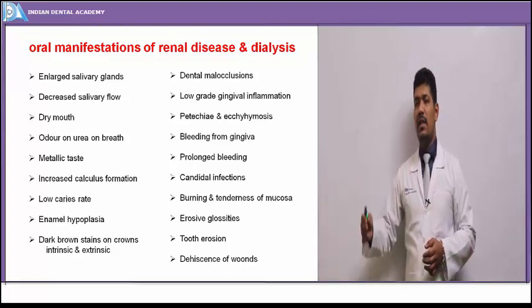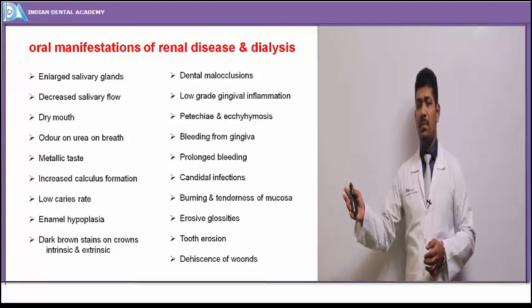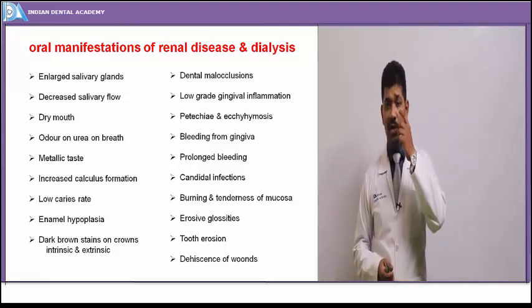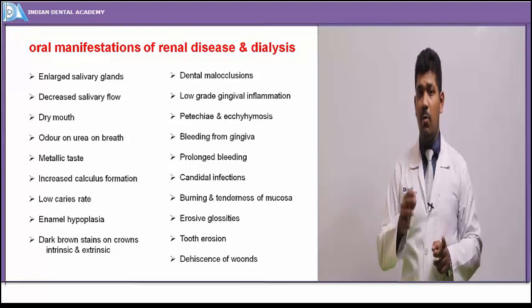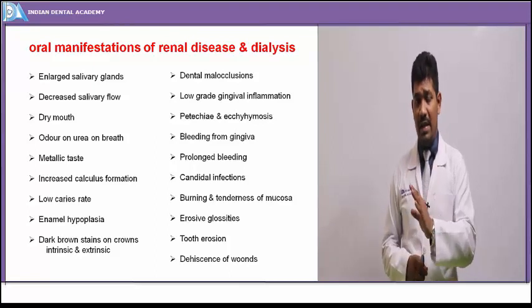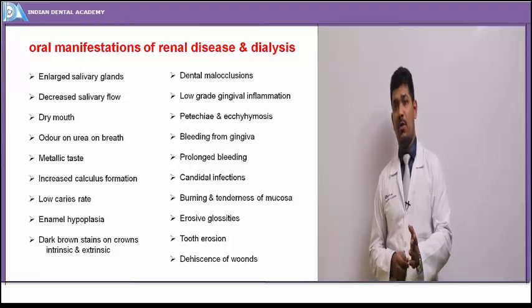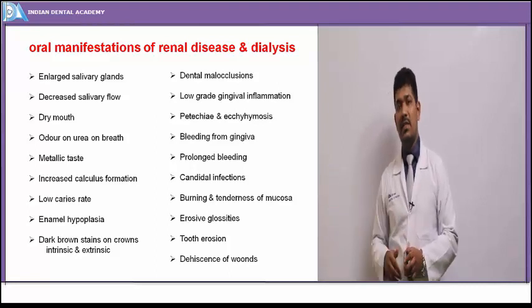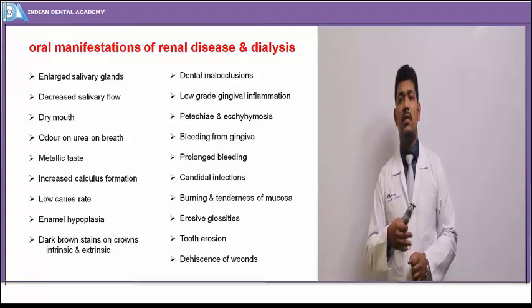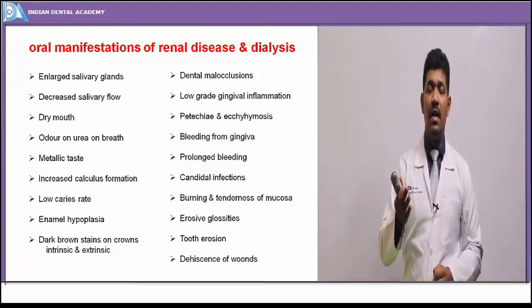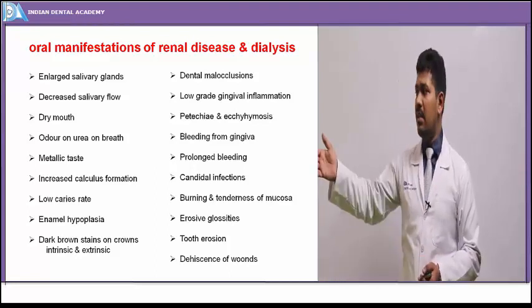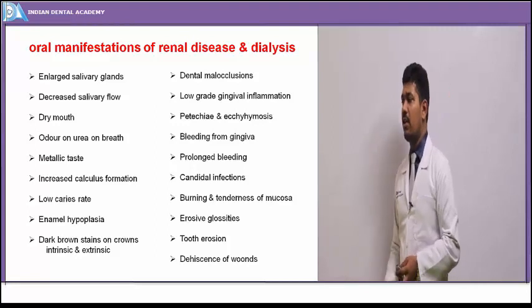As you know, the renal system plays an important role in homeostasis. There is an imbalance in the water and electrolytes, thereby resulting in a decreased amount of saliva because of the lack of homeostasis, thereby resulting in xerostomia. Prolonged xerostomia, as I told, results in excessive hypertrophy of the salivary glands. Thereby we see enlarged salivary glands in chronic renal failure.